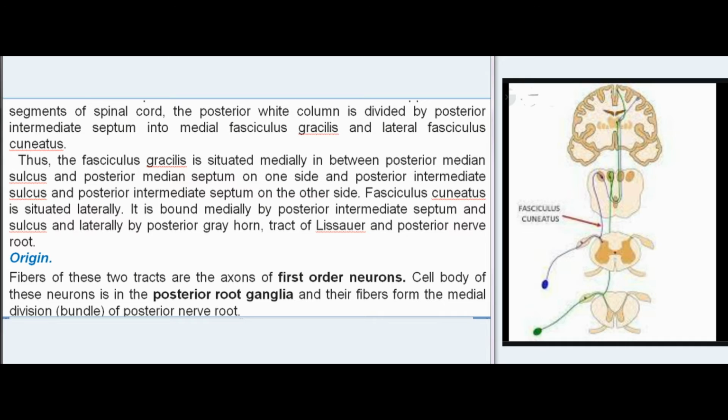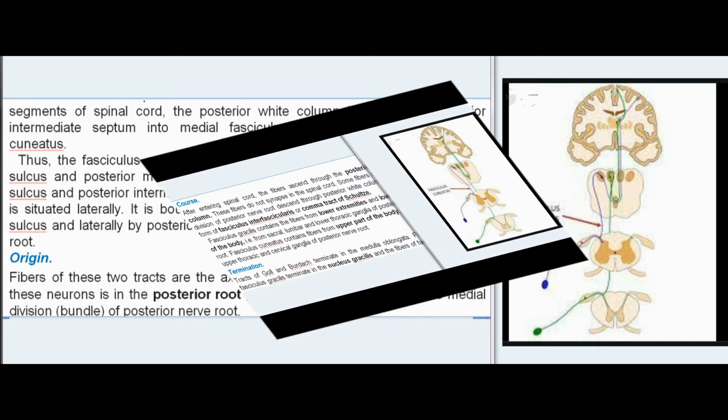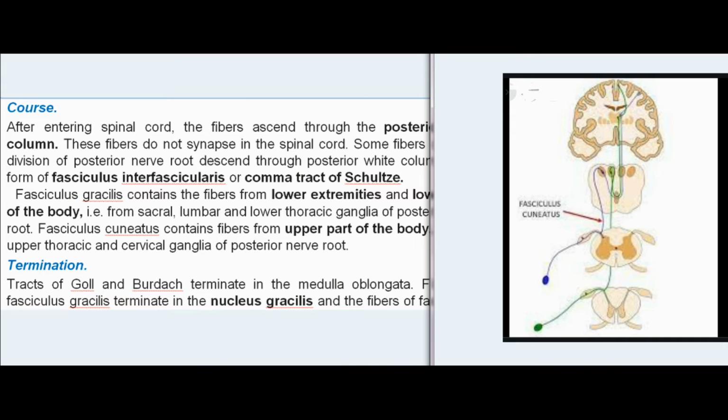Origin. Fibers of these two tracts are the axons of first-order neurons. Cell body of these neurons is in the posterior root ganglia and their fibers form the medial division, bundle, of posterior nerve root. Course. After entering spinal cord, the fibers ascend through the posterior white column. These fibers do not synapse in the spinal cord. Some fibers of medial division of posterior nerve root descend through posterior white column in the form of fasciculus interfascicularis or tract of Schultze. Fasciculus gracilis contains the fibers from lower extremities and lower parts of the body, i.e. from sacral, lumbar, and lower thoracic ganglia of posterior nerve root. Fasciculus cuneatus contains fibers from upper part of the body, i.e. from upper thoracic and cervical ganglia of posterior nerve root.